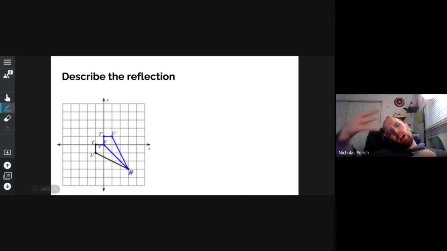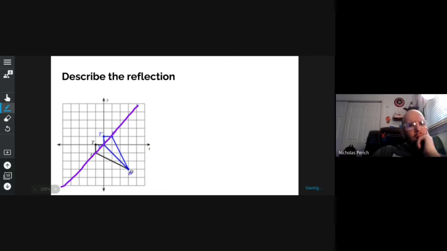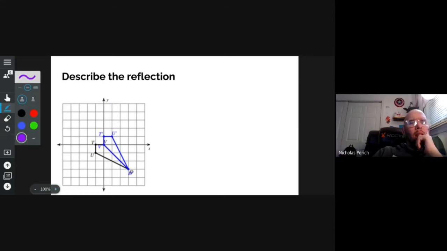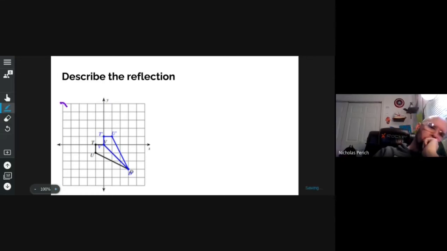And it's not me going up to down. And it's not me going left to right. And it's not me going that way. This line of reflection is going that way. Well, the line that I just drew was y equals x. What is that line?